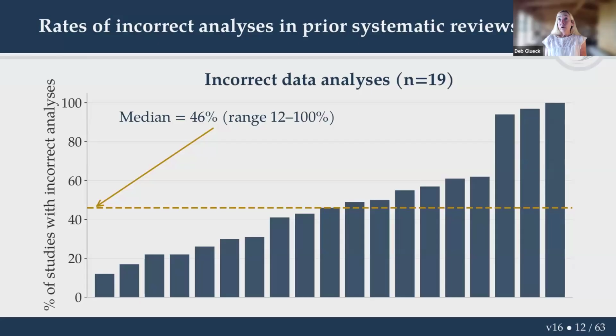So 19 such reviews looked at rates of incorrect data analysis. The median rate of incorrect data analyses was 46%, but the range went from 12 to 100%. The take-home message is that incorrect data analyses were very common among trials with clusters.